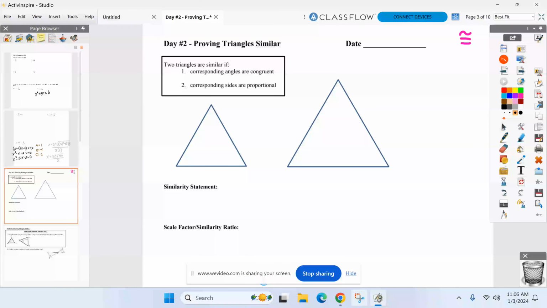They call it a tilde. I don't know if anybody knows that. They call it a tilde. So there's our sign for similar.